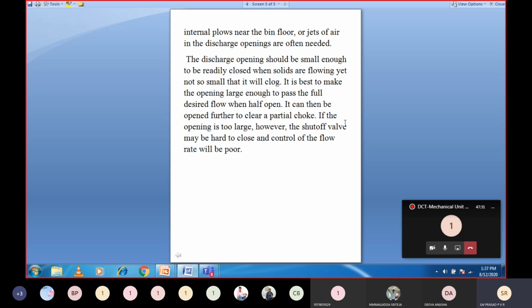So operationally we have some clearance for it. If the opening is too large, however, the shut off of the valve may be hard to close, and control of the flow rate will be poor. So if you have big valves, as I said, we will not use big valves, but because of the hopper assembly, if we are using bigger valves, then this is a difficulty we are going to encounter. Okay, so this is about the flow out of the hoppers.